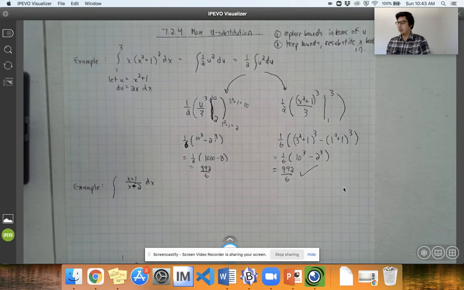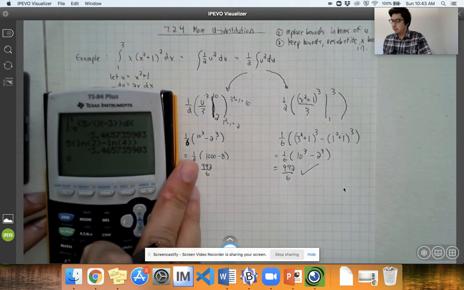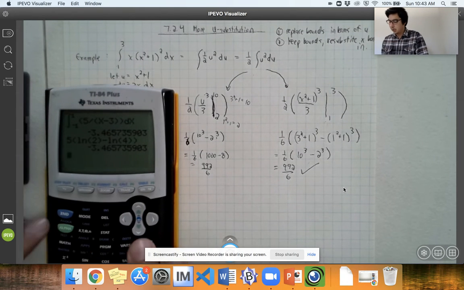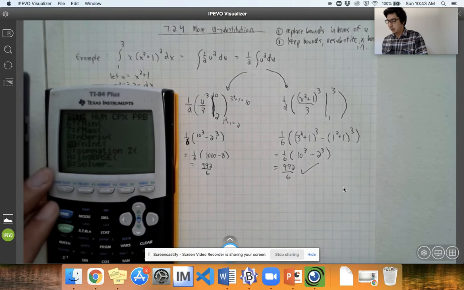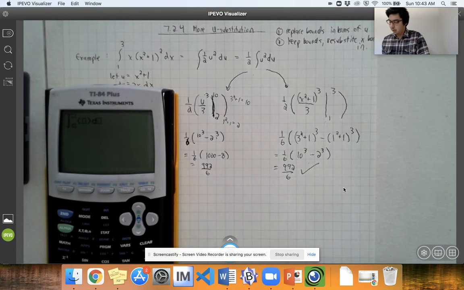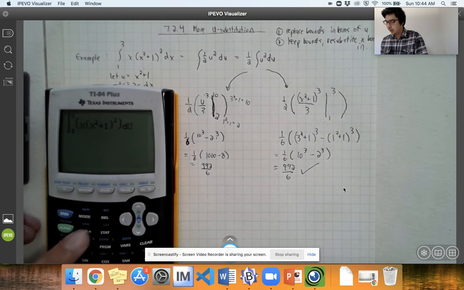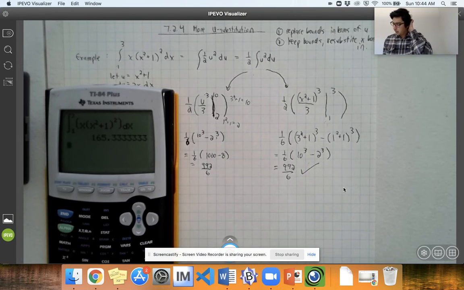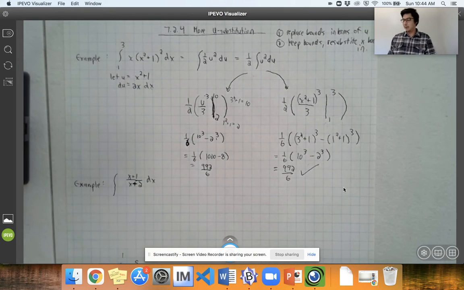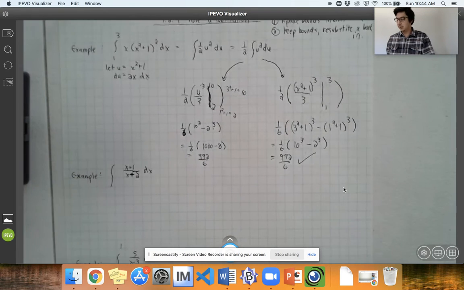And don't forget, if you're never sure on definite integrals, and if you can use a calculator, why not check it? So math function integral, and it would be 1 to 3 of x squared plus 1, and all of that squared dx. We get an answer, and hopefully, if we did 992 divided by 6, we get the same answer, so that's good. So there's your first example, a little recap from last lesson.